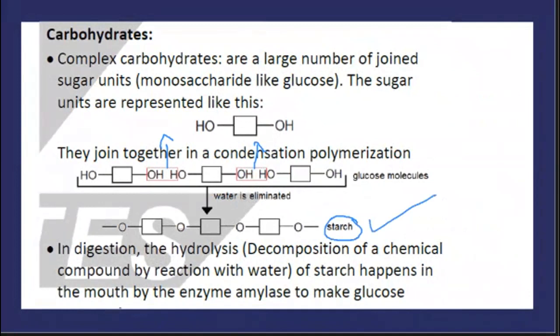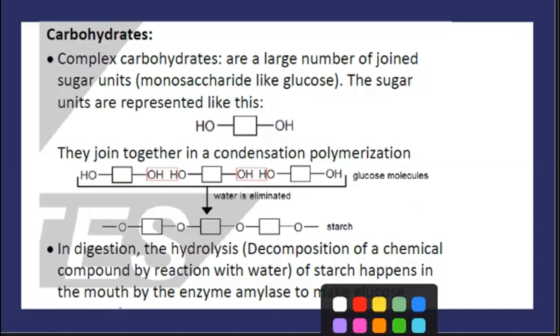In digestion, the hydrolysis, or decomposition of a chemical compound by reaction with water, of starch happens in the mouth by the enzyme amylase to make glucose. So we remove water and cause polymerization to take place, because a single unit is now repeated multiple times over and over. What it results in is the formation of a polymer, and in this instance, it is starch.